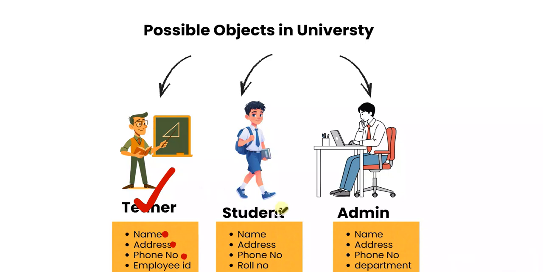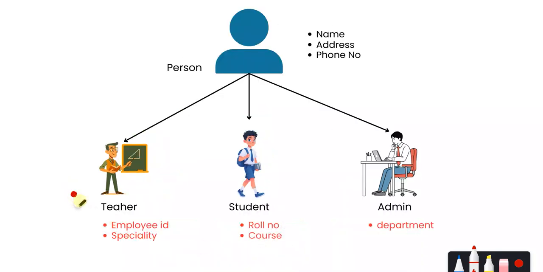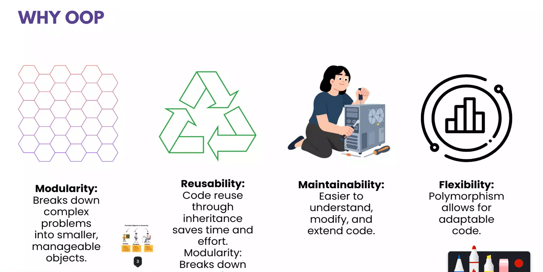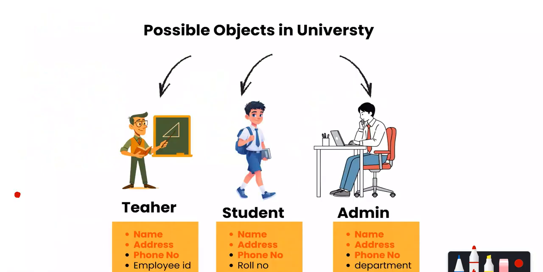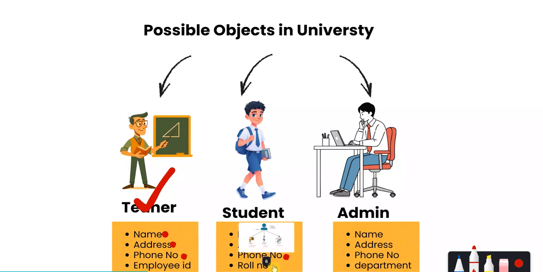In the same way, the student will also need some data. For example, student will need a name, student will also need the address, it will also need the phone number, a roll number. Any roll number will be assigned to the student, so student will also need a roll number. In the same way, the admin staff will also need some data, phone number, and it will also need the address. If you observe here, you will notice some issue.